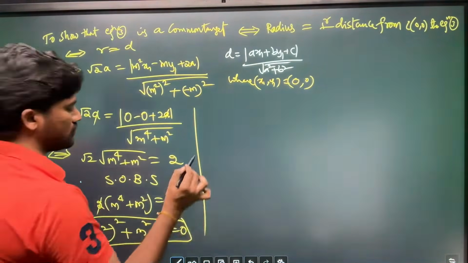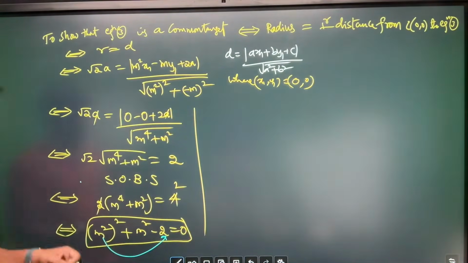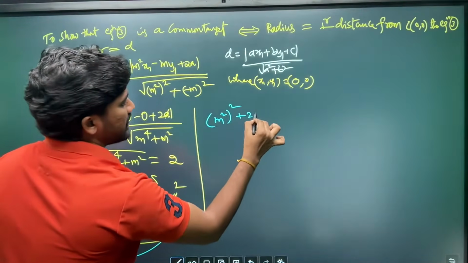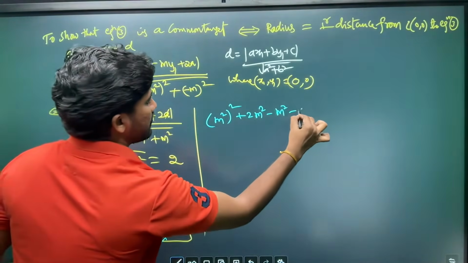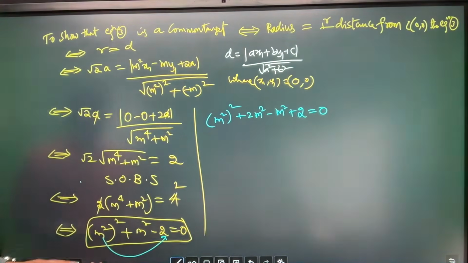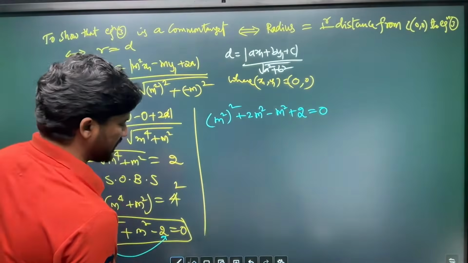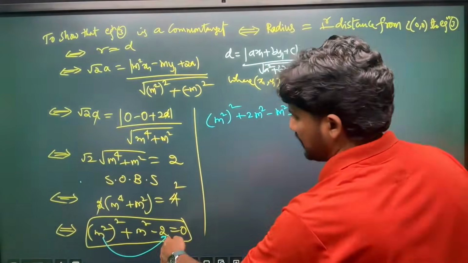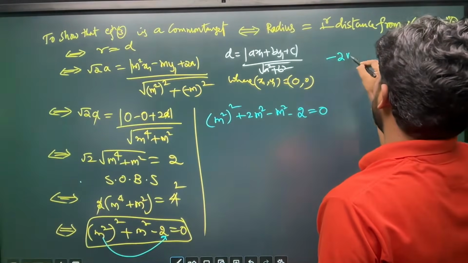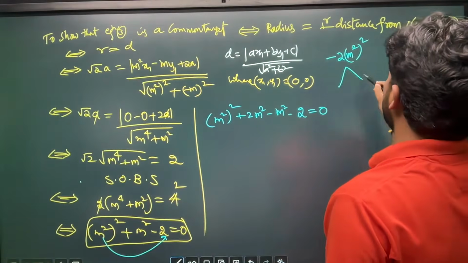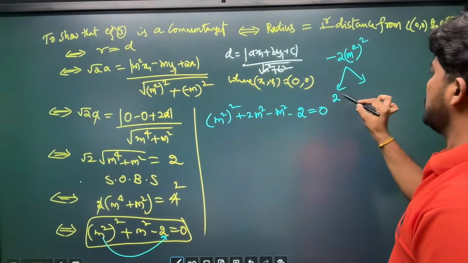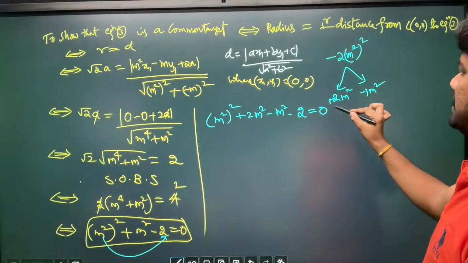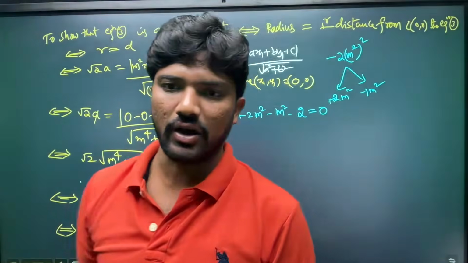So then what we have to do? By applying the factorization method, multiply first term and last term, then you will get minus 2m square. So therefore m square whole square plus 2m square minus m square minus 2 is equal to 0. When you multiply the first term and last term, you will get like this. Clear? We have to split this value. How to split? 2m square minus 1 into m square. Why? Because 2 ones are 2, plus into minus minus, m square into m square, m power 4. Like that you have to split.